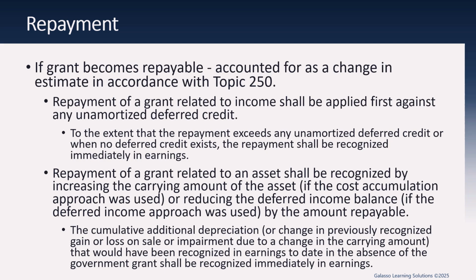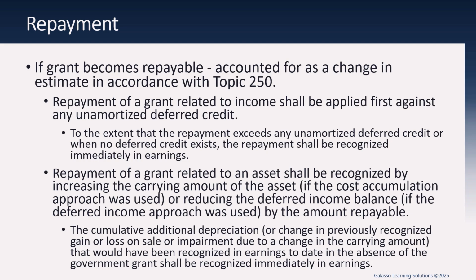And under Topic 250, any repayment of the grant related to income would obviously first go against any unamortized deferred credit that you have. And then if you don't have any, or you never had any, or you only had a little bit left, you would recognize the rest into earnings.